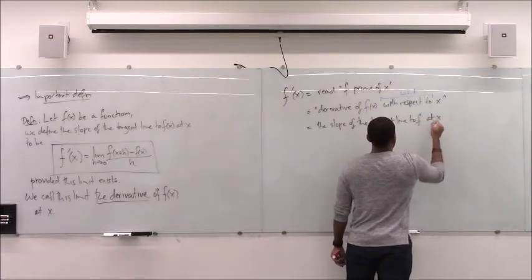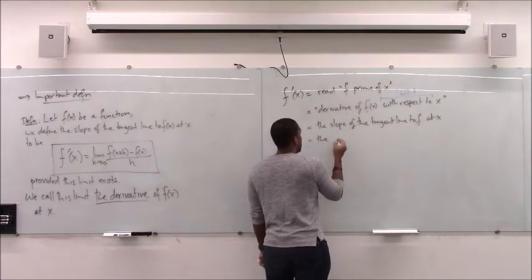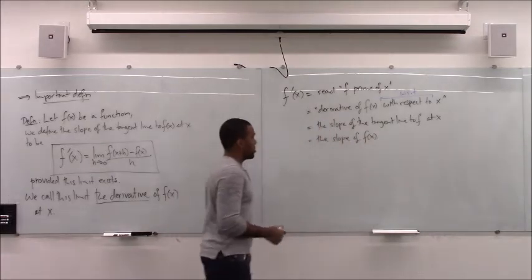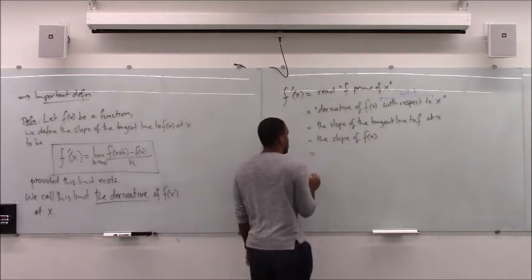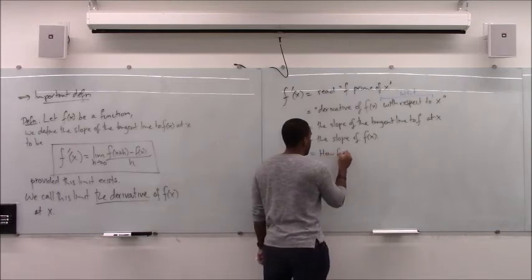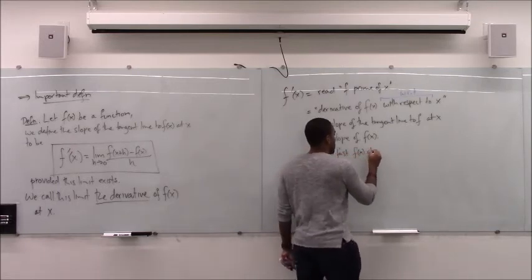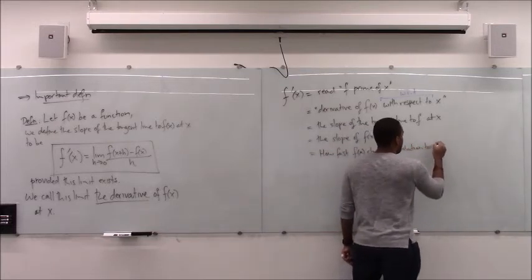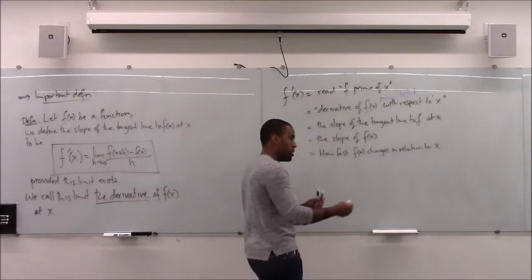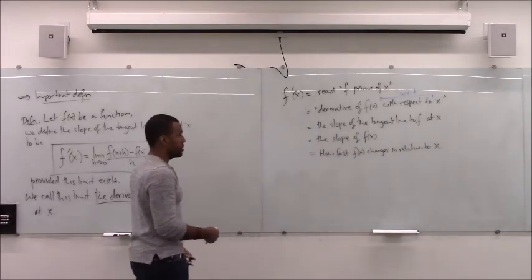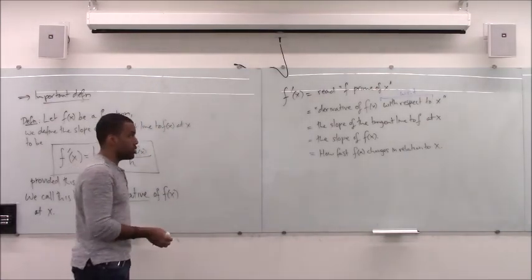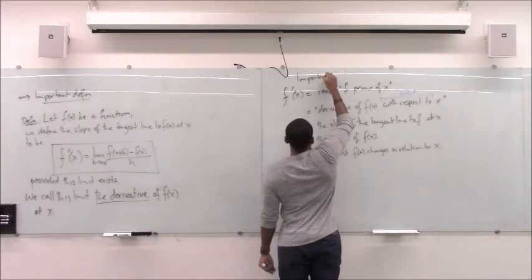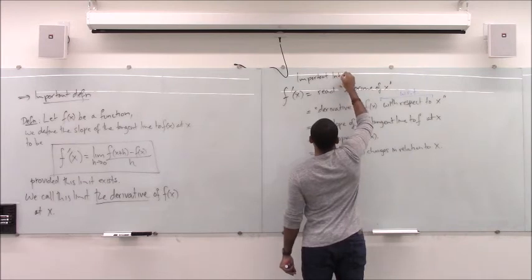To f at x. Or, in other words, we define it to be the slope of the curve f of x. It's the slope of this curve. Another way you can interpret it is how fast f of x changes in relation to x. If someone says, when x moves by 1 unit, how many units will f of x move by, the answer to that question is the derivative. So these are some important interpretations, I would say.